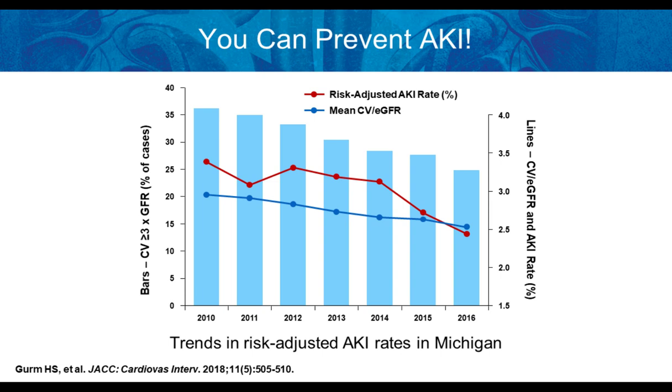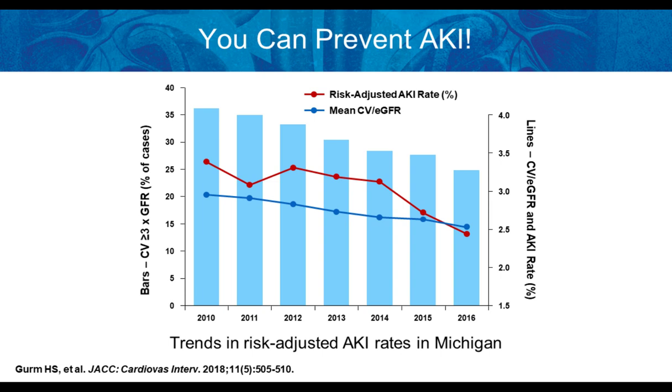So what you see here is a graph that shows in the bars the contrast volume that exceeded 3 times the GFR. So you see a decline in those bars. So the proportion of patients across the state where the contrast dose exceeded 3 times the GFR went down significantly. The average amount of contrast that was injected in the case, the blue line, declined over time, and the risk-adjusted acute kidney injury numbers came down in a fairly dramatic fashion over this time.